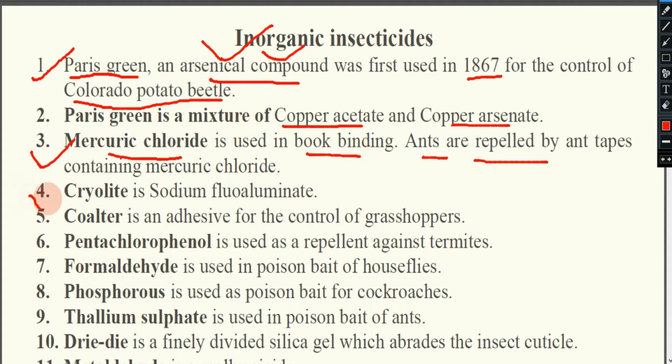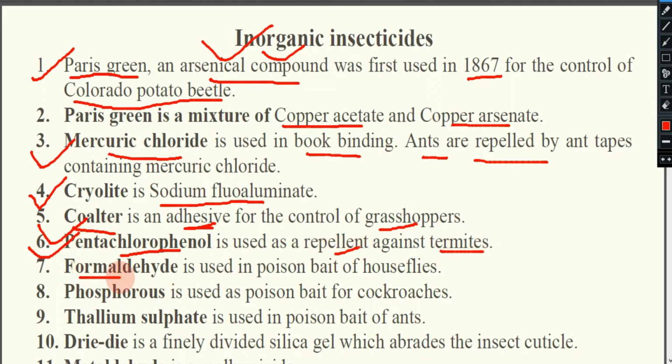Similarly, the next one is cryolite. This is sodium fluoaluminate, it is also an insecticide. Then coulter, it is an adhesive and it is used against grasshoppers. That means if a grasshopper walks over this coulter, it will act as an adhesive, and their movement will be somewhat disrupted. Next one is pentachlorophenol. It is used as a repellent against termites.